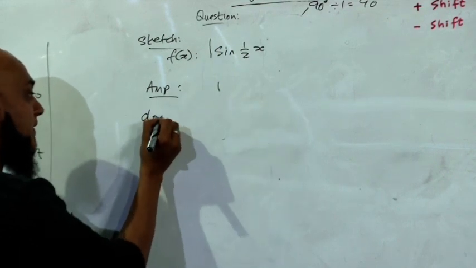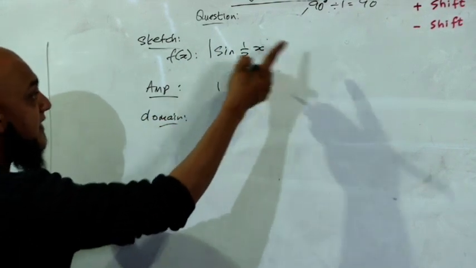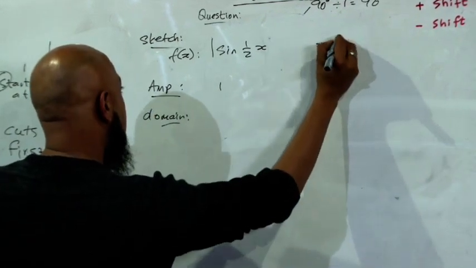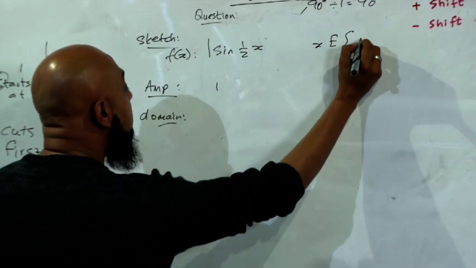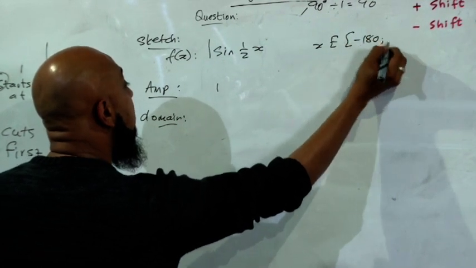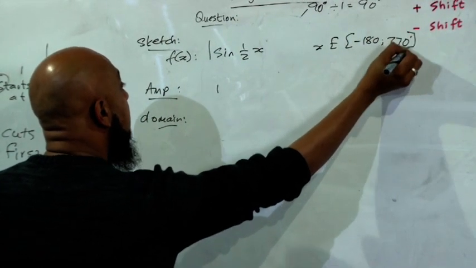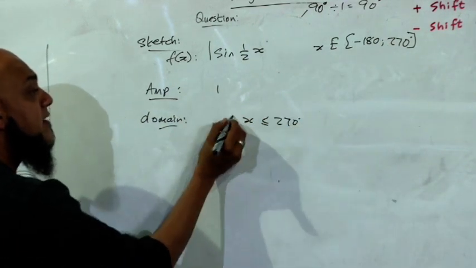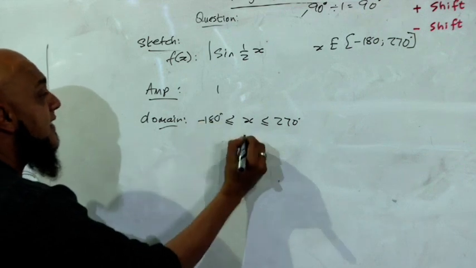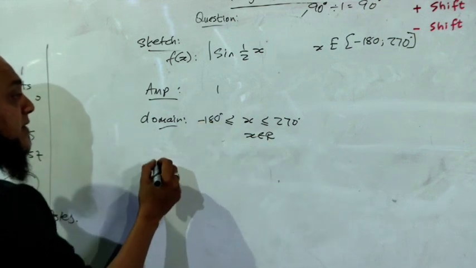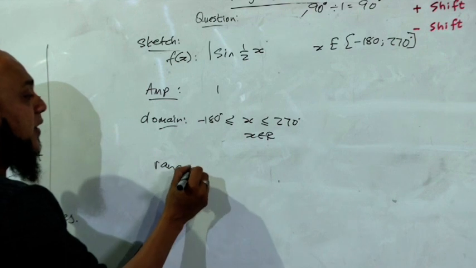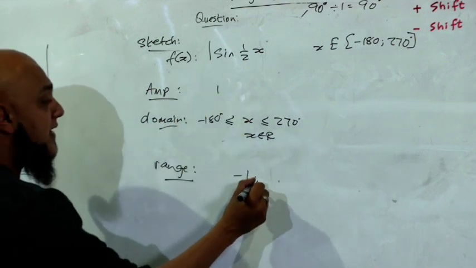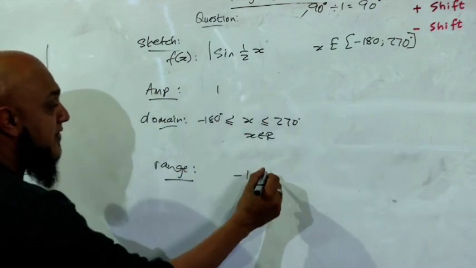What is the domain? Domain still from minus, what did we have? We said from x being an element of, let's make it from minus 180 to 270. So let's change the domain. Right, what is the domain of this graph? X less than or equal to 270, but greater than or equal to minus 180. X is an element of real numbers. What is the range? Lowest to highest, this number is 1. So it will go from minus 1 up to plus 1. That would be the swing of the graph.